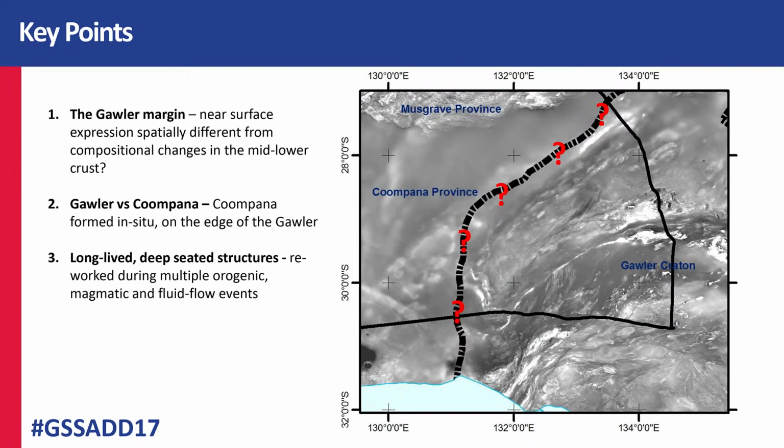The Gawler margin with the Coompana province is the near-surface expression where a major change happens in the mid to lower crustal compositions. Maybe, maybe not. The Gawler Craton versus Coompana province. The Coompana province probably formed in situ on the edge of the Gawler, and we could identify a number of long-lived and deep-seated structures throughout the northwestern Gawler region.